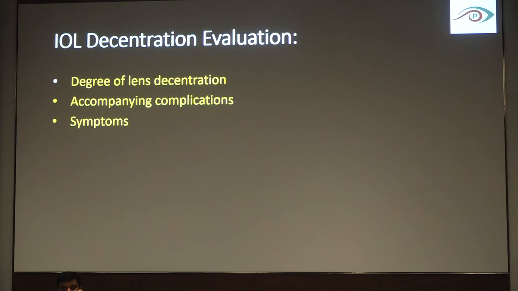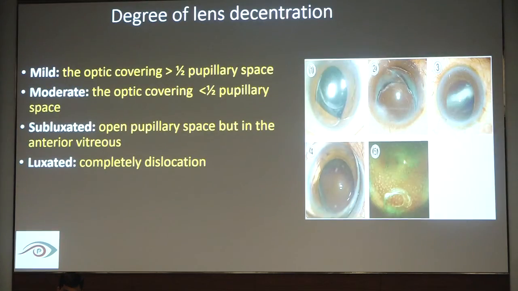So how do we evaluate decentration? Let's start with the degree of decentration, its complications, and the main symptoms the patient comes with. Mild is when there is a very mild decentration and more than half of the pupillary space is still covered by the optic. Moderate is when less than half of the pupillary space is covered. Subluxated is already hanging down. Luxated, it's already down there.